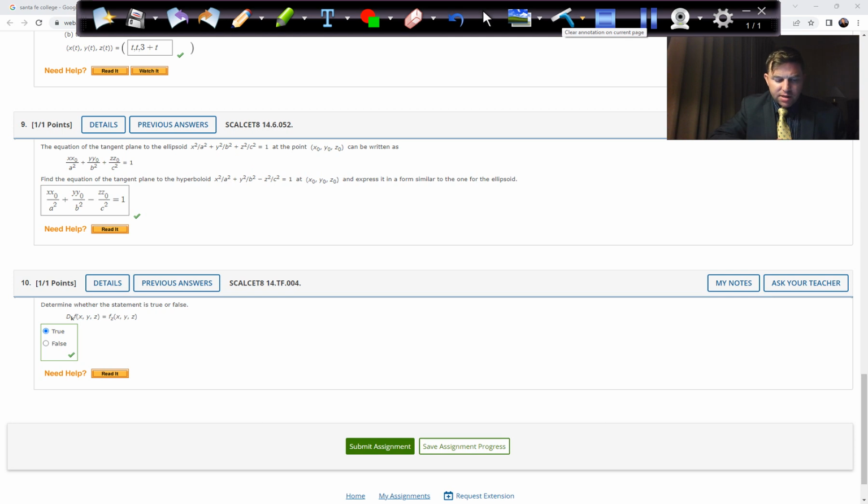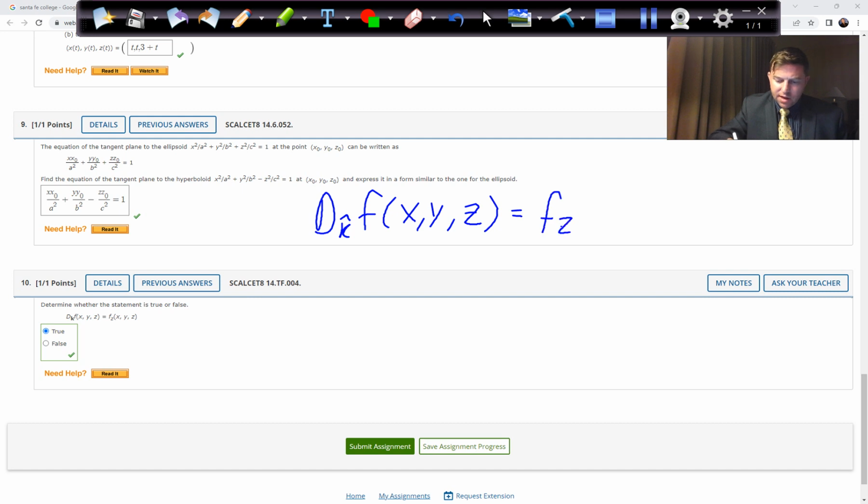Okay, last problem, problem 10. Determine whether the statement is true or false. The directional derivative in the k direction of the function f(x, y, z) has to equal just the partial derivative of f with respect to z at x, y, z.